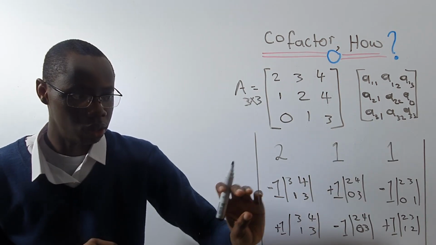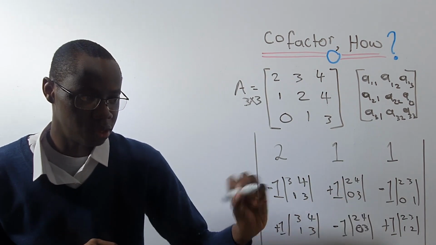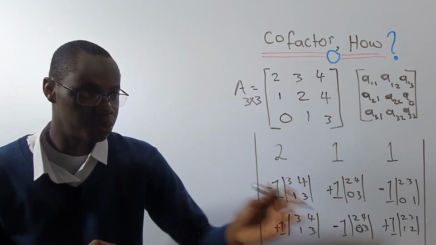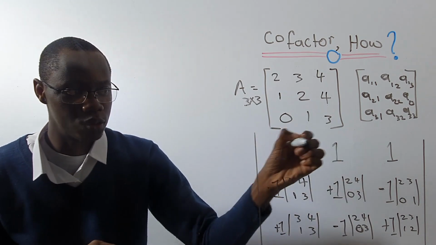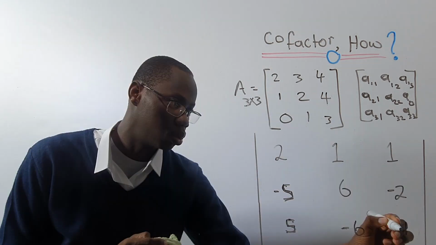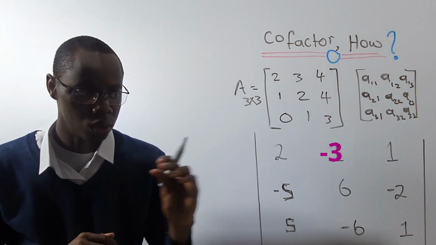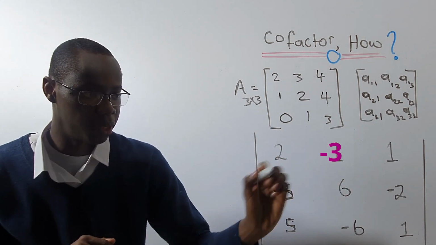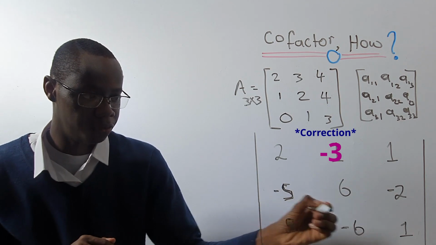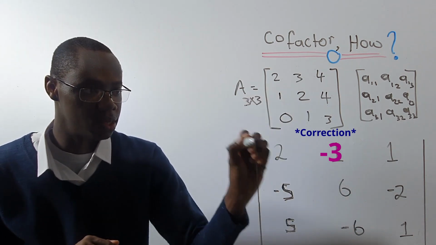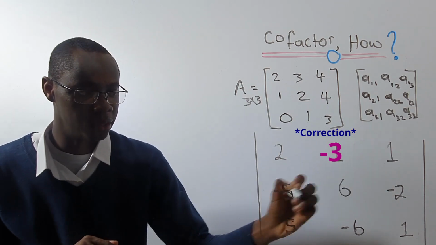All you need to do now is replicate the process for the others. They are exactly the same. Just replicate the process for the other ones, just like I did for 2, 1, and 1. So let me show you what that looks like. I did mine, and everything looks like this: 2, 1, 1, minus 5, 6, minus 2, 5, minus 6, and 1. So this is the final answer, and this is the cofactor for everything.